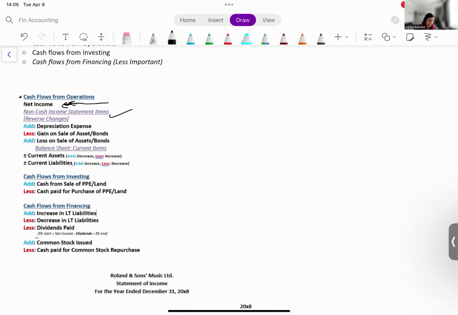Next, we have the balance sheet current items. So here we are going through the current assets section of the balance sheet and current liability section. And we follow different rules for different ones. So for current assets, if we see that from 1 year to the next, the amount of current assets have decreased, then we will add that amount in. If we see that the assets have increased, then we'll decrease that out.